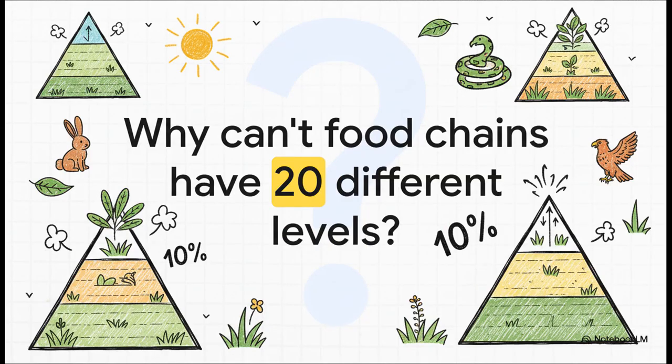I mean, seriously, why not? Why don't we have ecosystems with 20 different predators stacked on top of each other? What's the rule that stops it? Well, to figure that out, we've got to zoom out from that one little chain and look at the hidden architecture of the entire ecosystem. Okay, let's get into it.